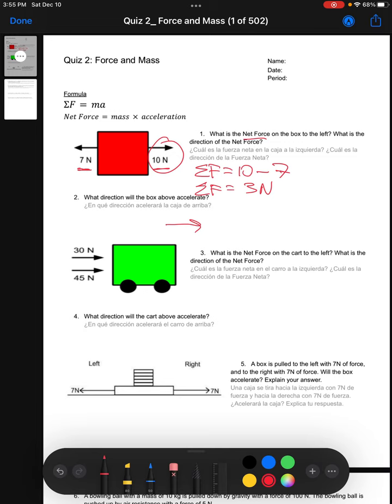Let's look at question 3. What is the net force on this cart to the left? What is the direction of the net force? So we have two forces that are pushing the cart to the right. So because now the forces are in the same direction, now we add the forces. So the net force is 30 plus 45. And so the net force equals 75 newtons. What direction will this cart accelerate? Well, it's being pushed with a force to the right, so it will accelerate to the right.